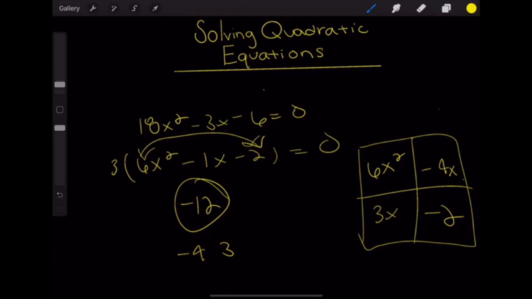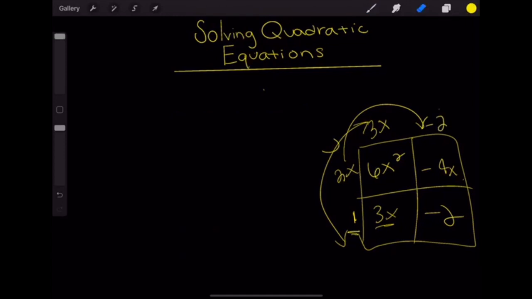Now, to get this number, we would have a 3x and a 2x, because 3x times 2x gets you 6x squared. Now, when we multiply this number here and this number here together, we have to get 3x, so it would just be 1. And 2x times a number has to give you negative 4x, so it would be negative 2. All we do is just have 2x plus 1 and 3x minus 2 equals 0. And now we just solve.